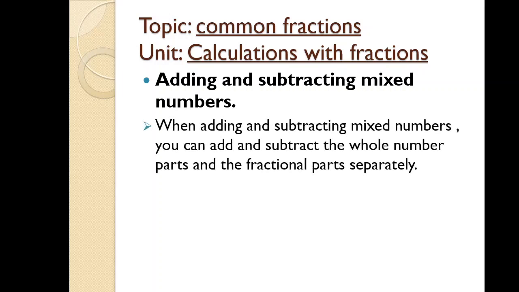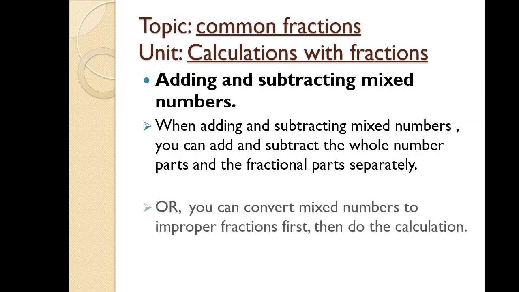In order for you to add and subtract mixed numbers, there are two ways of doing this. The first one is, when you are adding and subtracting mixed numbers, you can add and subtract the whole number part and the fractional part separately. You can separate the whole number and the fractional part. Or you can convert mixed numbers to improper fractions first, then do the calculation.